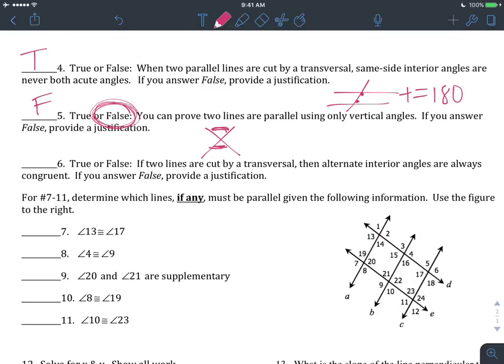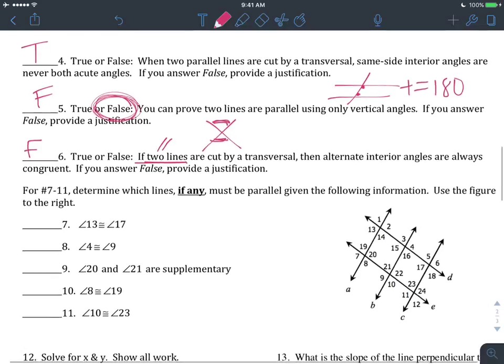All right, number 6. Two lines are cut by a transversal, then alternate interior angles are always congruent. This is false because it doesn't say parallel lines. It just says two lines. It has to be two parallel lines. Kind of a trick question.